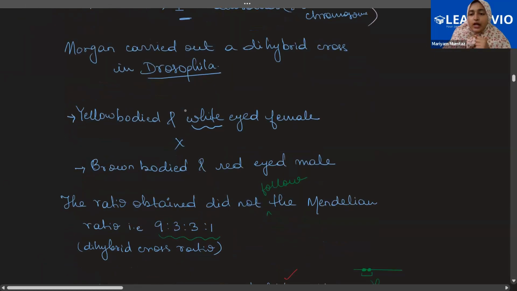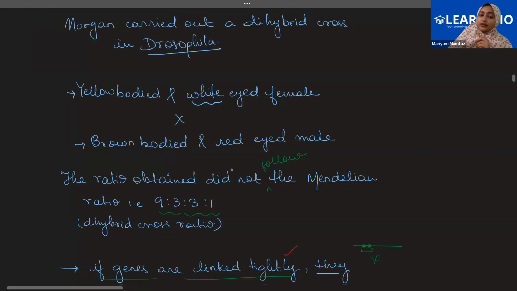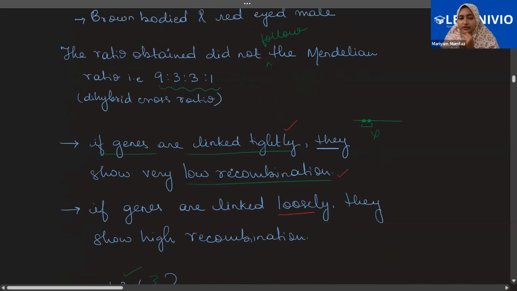Yes, ma'am. So he carried out the experiment in Drosophila and he crossed the yellow bodied, white eyed female with the brown bodied and red eyed male. Okay, the yellow color body with white eye female, brown color body with red eye male. And he saw that the ratio was not 9 is to 3 is to 3 is to 1, which it was supposed to be because it was a dihybrid cross, but it did not follow the Mendelian ratio.